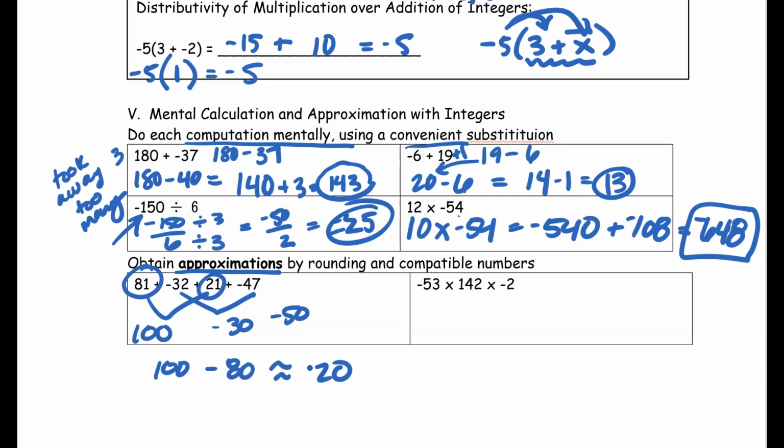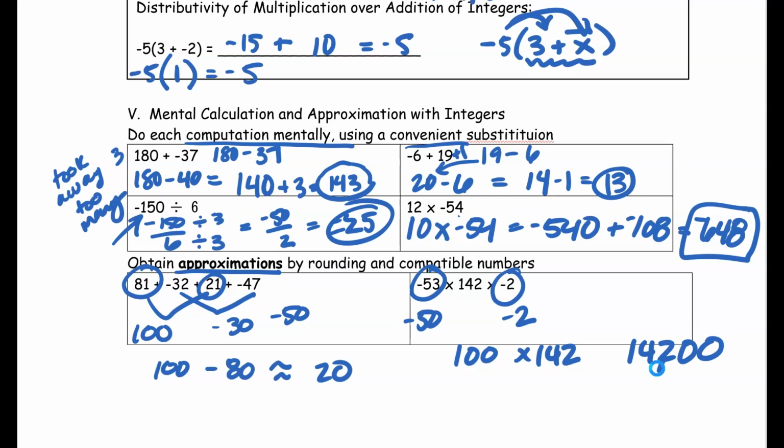And you don't have to round like me. You could have rounded those differently and that would have been totally okay. Like you could have done 30 and 45, that would have been fine. This one, that's close to 50 and that's close to 2. So negative 50, whoops, let me back up and make sure I've got the right sign there. So negative 50 and negative 2 give a positive 100, times 142 gives us 142 and 2 zeros.